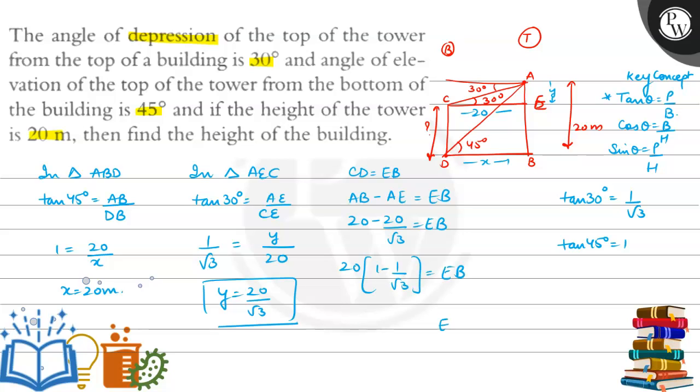So EB will be 20 into root 3 minus 1 by root 3. And what is our EB equal to? CD, that is the height of the building. So what is the value of CD? That is 20 into root 3 minus 1 by root 3 meters. So this is the height of the building. I hope you understood it well. Best of luck.